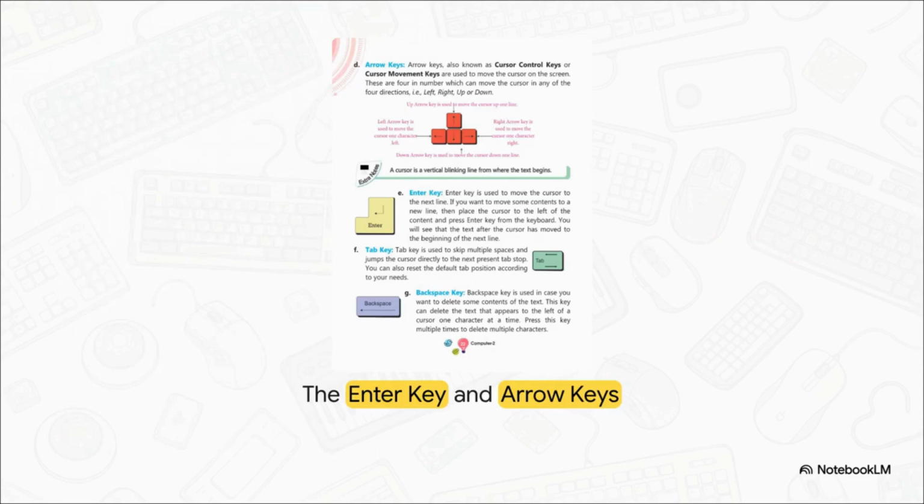So an absolutely crucial point here is how we actually navigate through the text we're typing. Pressing Enter drops you down to a brand new line. And speaking of navigation, let's talk about the cursor for a second. That's the vertical blinking line on your screen where your text actually starts. You can move that cursor around without even touching your mouse just by using the arrow keys. Up, down, left, right. These are essentially your main cursor control keys.